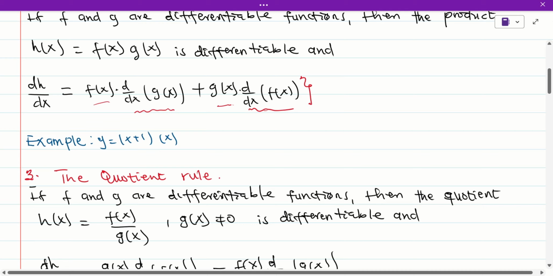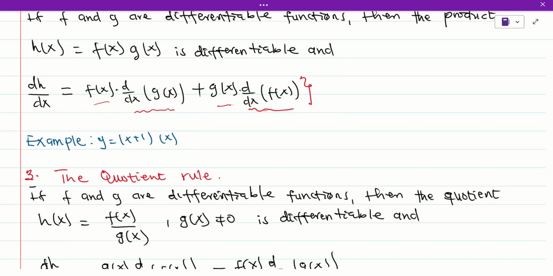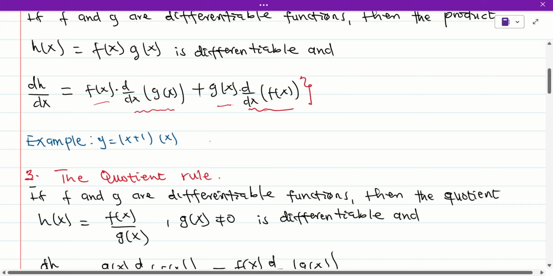So applying the same principle above, in this example, we have been given y to be x plus 1 multiplying x, and we have been asked to differentiate y. So in this case, our y prime, or dy dx, is equal to, so we hold x plus 1 constant. Then we differentiate x, and when you differentiate x, you're going to get 1. You get it?